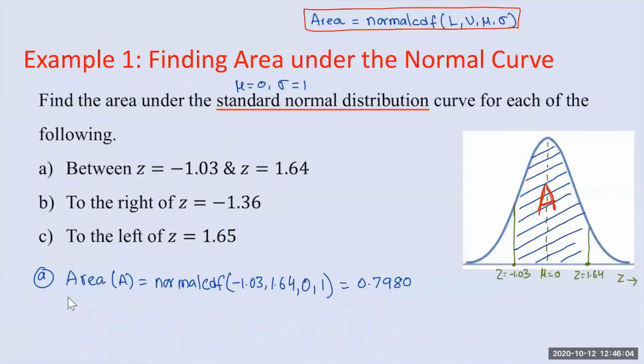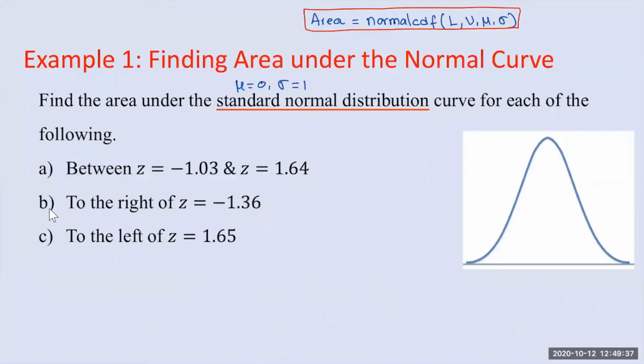So from the calculator, we got the area between these two values as 0.7980. Remember one thing, the area under the normal curve is also the probability. That means we can also write this like this. Probability that z is between negative 1.03 and 1.64. That is the meaning of between. You can say z is more than that and less than that. So the probability that z is between these two values is 0.7980. So the area and the probability under the normal curve are the same thing.